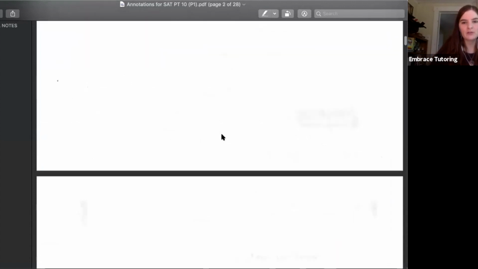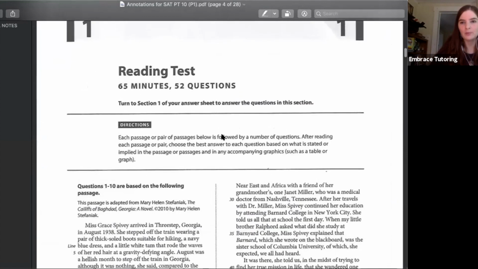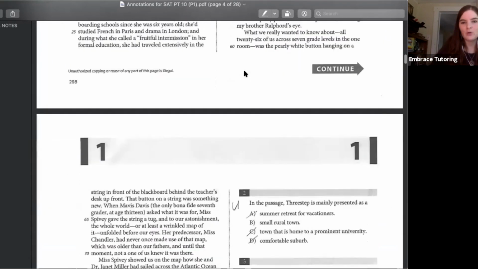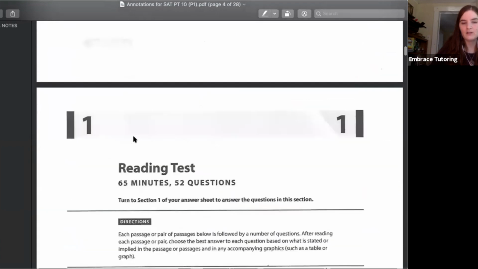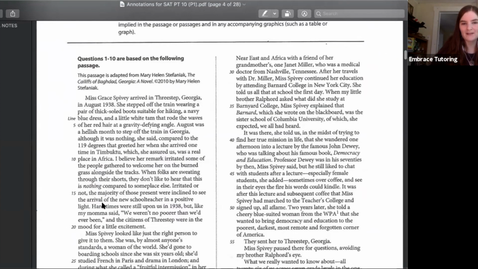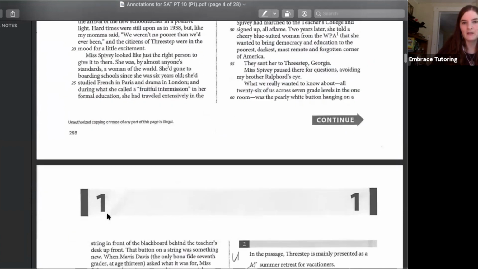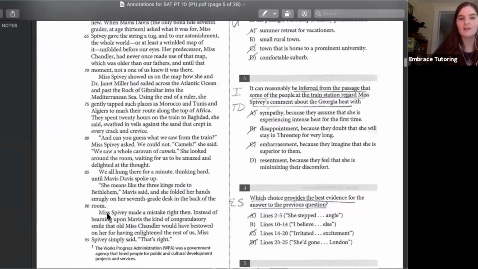I want to quickly recap how you should approach or not approach a reading test. So no reading passage should ever be blank like this. I did this so that you can see an example of what it should not be.